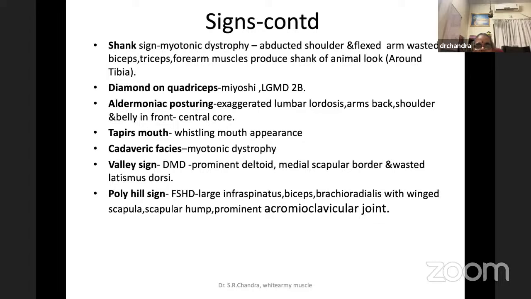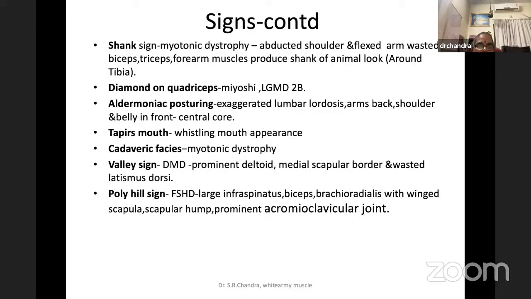This is seen in central core disease in children. So these are all things which we observe and then get a diagnostic clue. And Tapir's mouth, the whistling mouth appearance, is seen in facial palsy, where the bilateral facial or orbicularis oris muscle is involved. They have a Tapir's mouth.